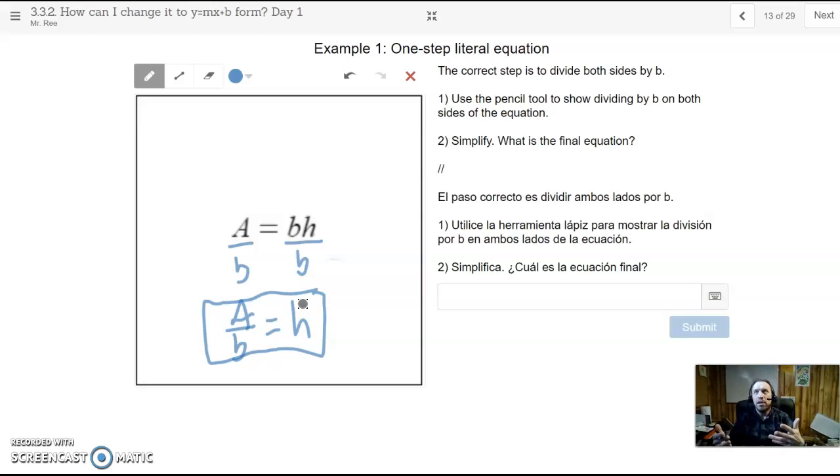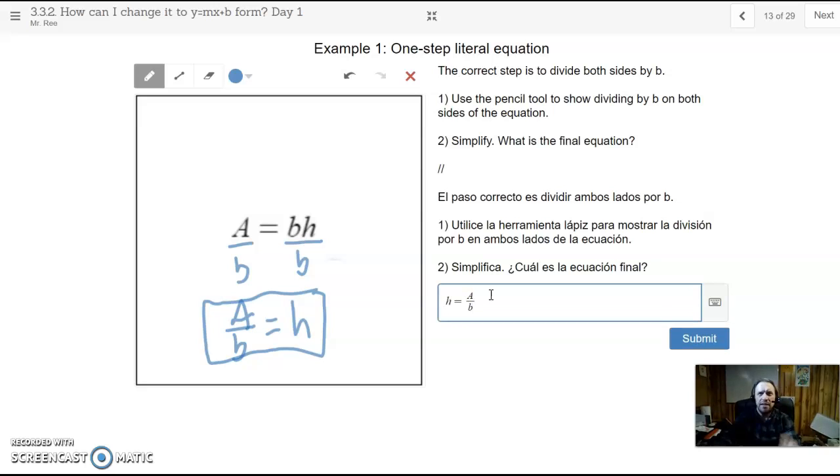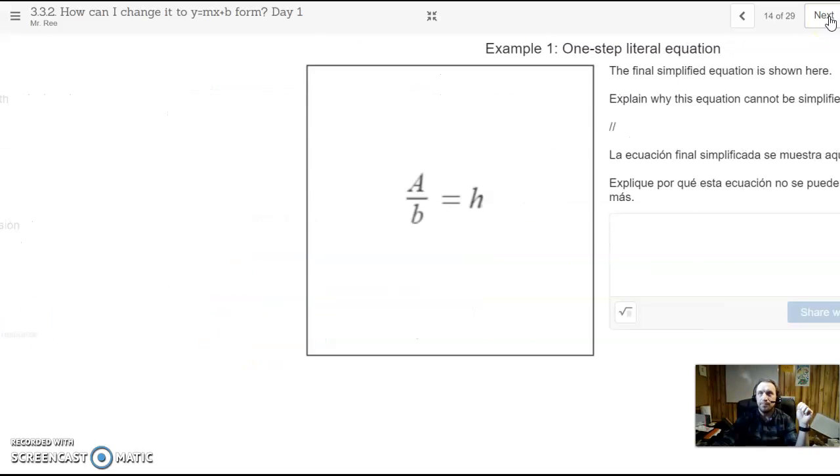Solving for h, we have h equals a divided by b. So you can go ahead and type that in here: h equals a divided by b. Bonus points, does anybody know what area equals base times height is for? Right, that's the area of a rectangle. And so if we're trying to find the height of a rectangle, we can take the area divided by the base. Submit that so that we know that you are working.